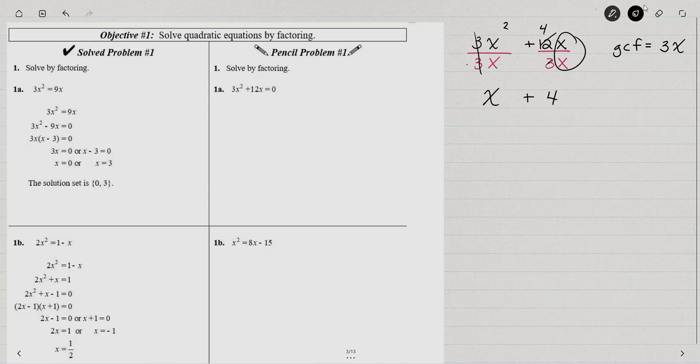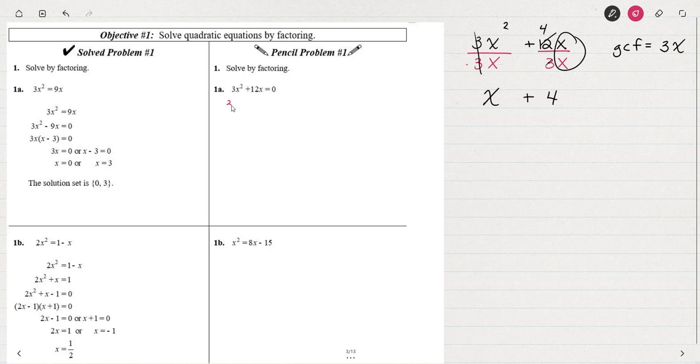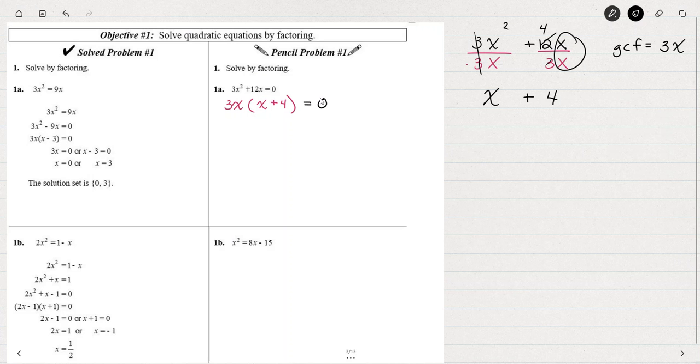So how do I apply that to factoring? I'm going to factor this by saying that the GCF was 3x. And then 3x squared plus 12x is 3x times x plus 4. I hope that helps remind you a little bit about how to factor. So 3x times x plus 4 is equal to 0.